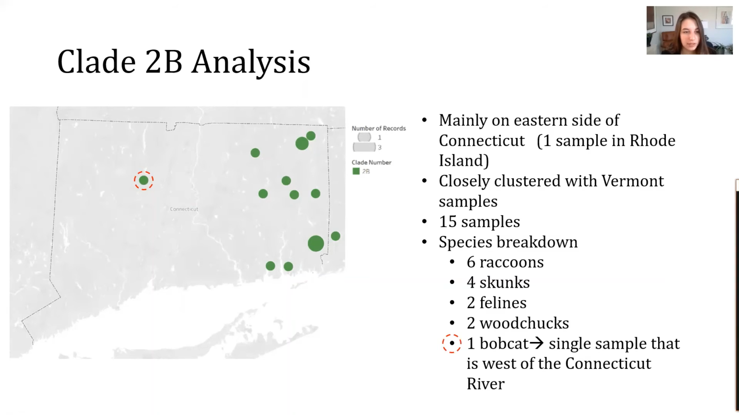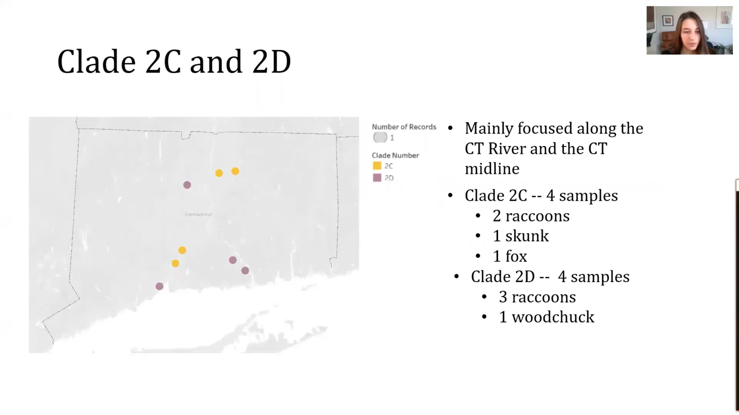Another possibility is that since the samples clustered with samples from Vermont, their travels from north to south would not be impeded by the Connecticut River, which could have allowed the samples to separate. Both clades 2C and 2D have 4 samples each. For the most part, these samples are located along the Connecticut River and near the midline of Connecticut.